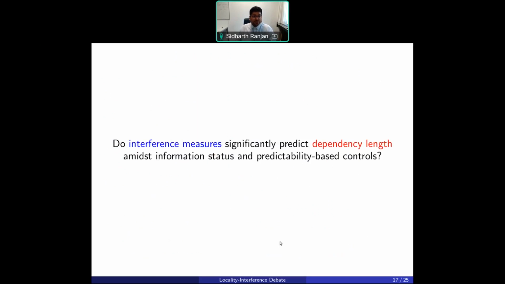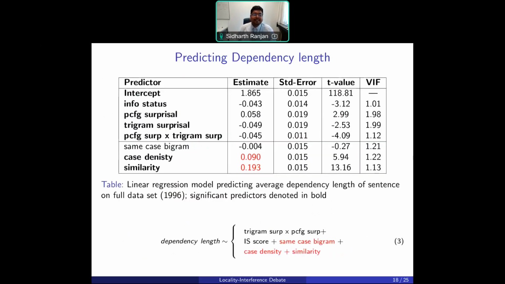So here's our research question. Do interference measures significantly predict dependency length in the presence of information status and predictability-based controls? And here is our first result. This table is a linear regression model predicting the average dependency length of the sentence on our entire data set. So this result is a broad coverage study. And here all the regression coefficients are significant and in the expected direction, except same case bigram.